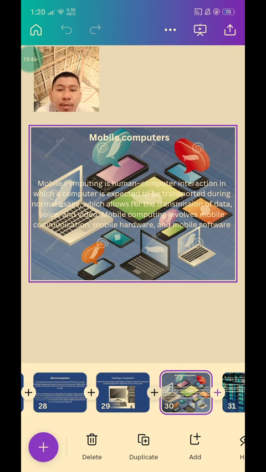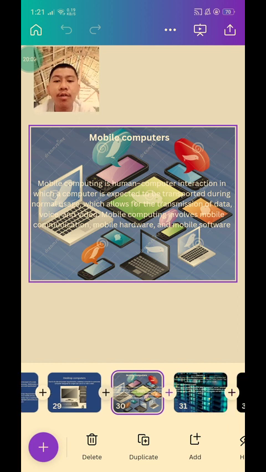Mobile computing involves mobile communication, mobile hardware, and mobile software. So, makikita po natin dito, ito po yung example ng mobile computers, yung ginagamit natin, like tablet, laptop, cellphones, Android phones. Ganun yun po.